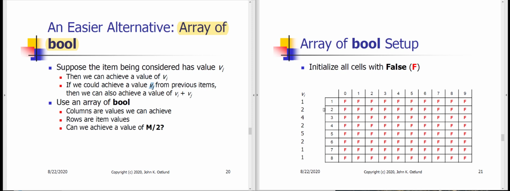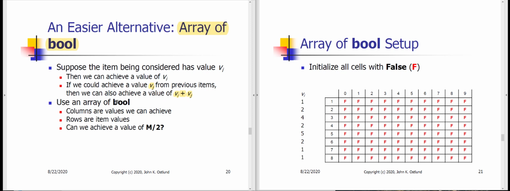The values that were achievable using the previous values are still going to be achievable, and for any value that was achievable for the previous values, we're also going to be able to achieve that value plus, in this example, 4. So for any achievable value vj, we're also going to be able to achieve a value of vi plus vj, where vi is the current value that we're considering.